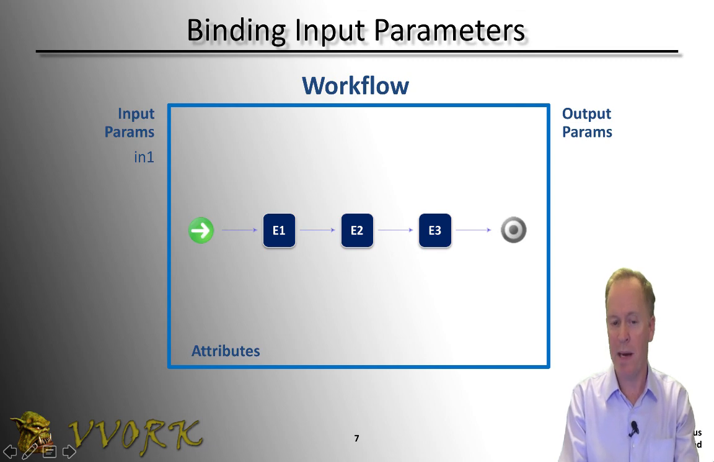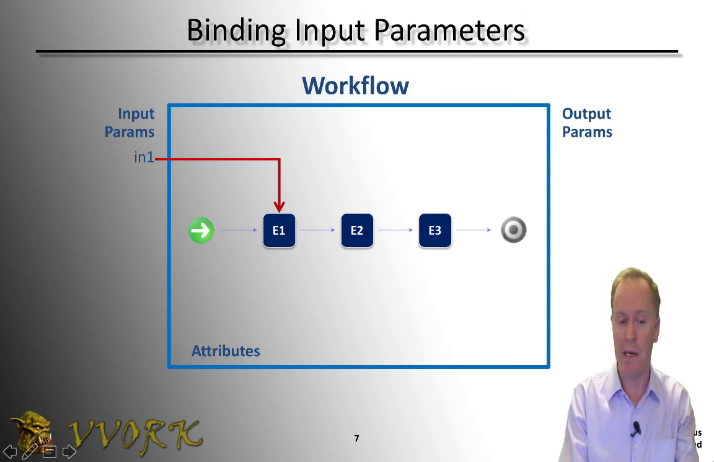What we can do with parameter binding is explicitly state in which of these schema elements we want this input parameter, in1, the input parameter in our workflow. We get to state explicitly which schema elements we want in1 to be accessible from. So for instance, I'm going to use these little red lines with their arrows to indicate binding. I'm illustrating here a binding from the input parameter in our workflow called in1. And as you can see, following the red arrow, that in1 input parameter has been bound into schema element 1.